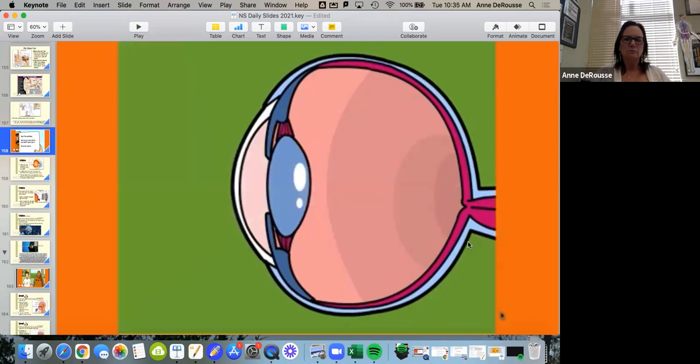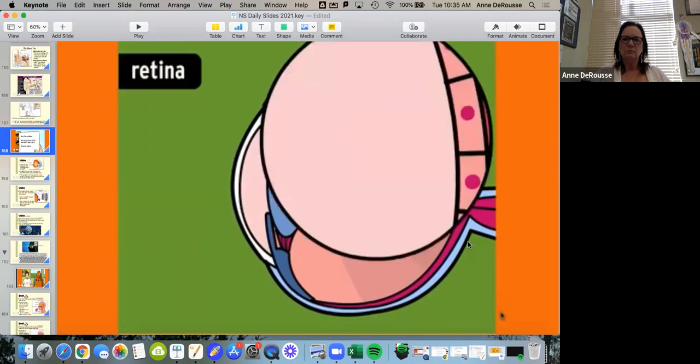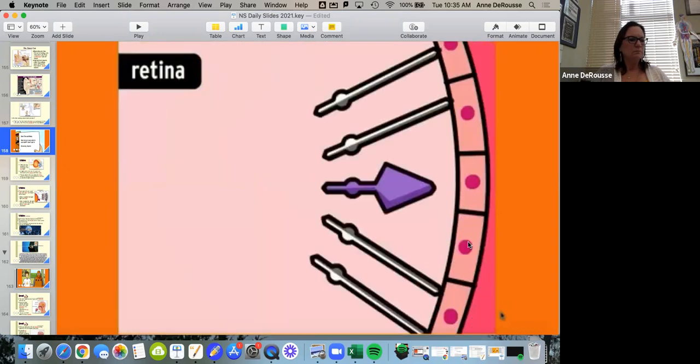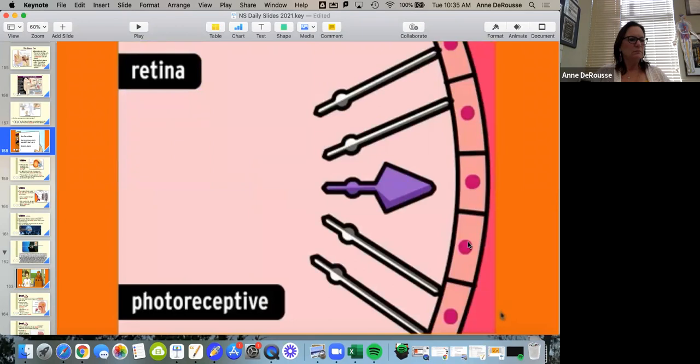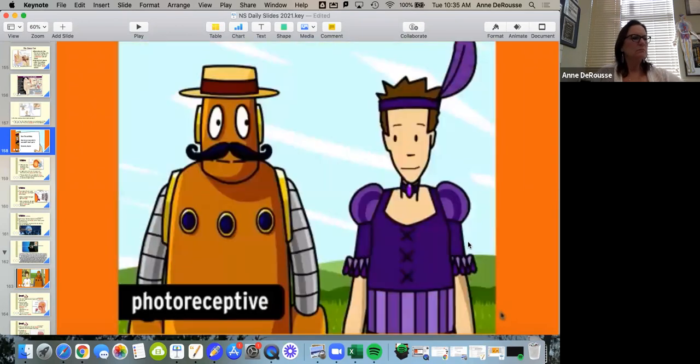The back of the eye is coated with a special layer of tissue called the retina. The retina is kind of like the film in a camera. It's covered in photoreceptive nerve cells. Photoreceptive just means they're sensitive to light.